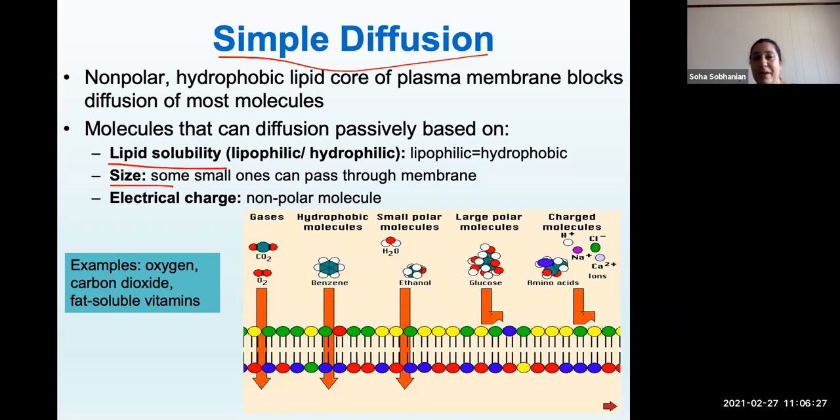Here is just a picture. You can see the oxygen, carbon dioxide, water, ethanol, things like this can easily pass through the membrane. Benzene can easily pass through, hence it's a very bad carcinogen, can cause significant damage to the cell. But things like glucose, chloride, calcium, sodium, amino acid cannot pass through the double membrane. They just bounce off.